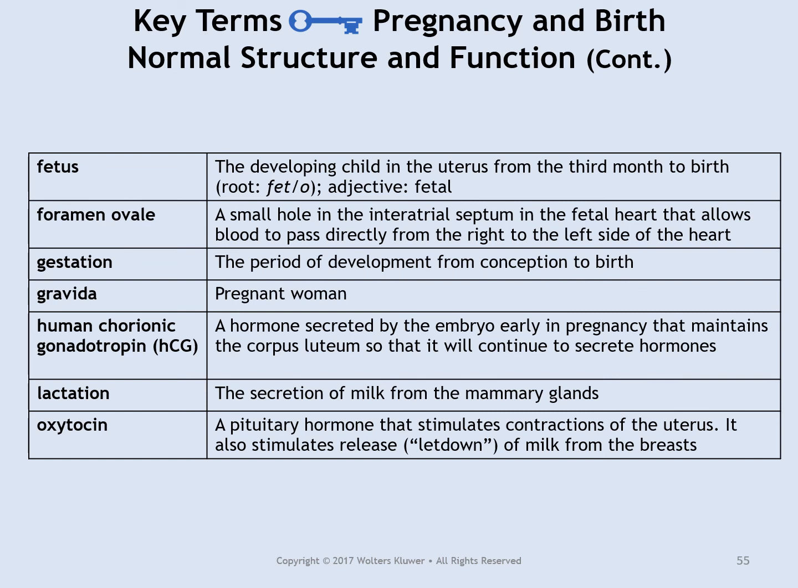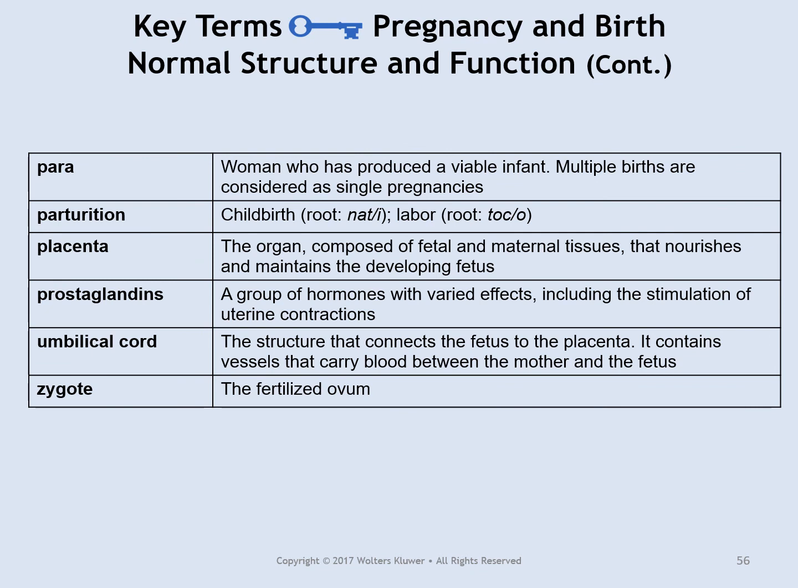There's another hormone, hCG, or human chorionic gonadotropin, that helps maintain the corpus luteum so it can keep producing the hormones, the progesterone and estrogen. And the release is let down in response to oxytocin. And it becomes a zygote once it is fertilized. Once the egg is fertilized.